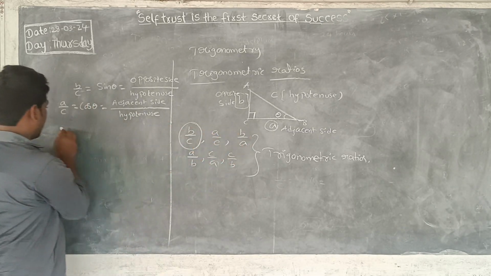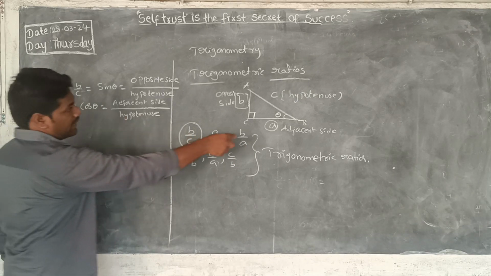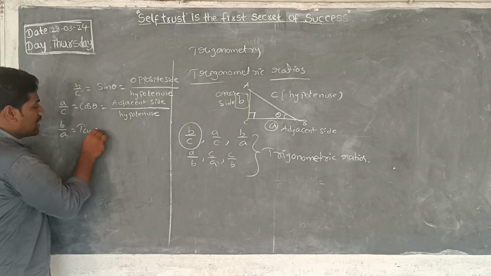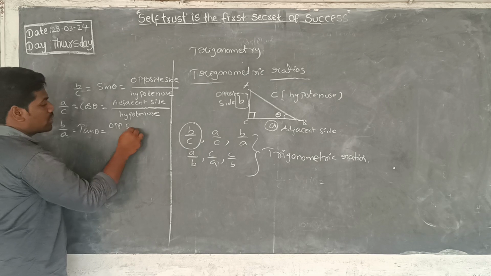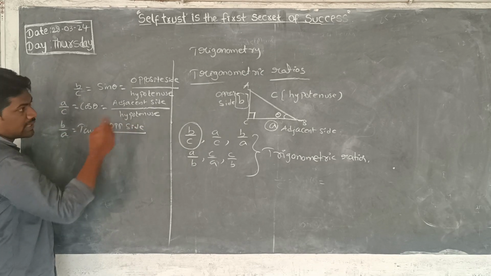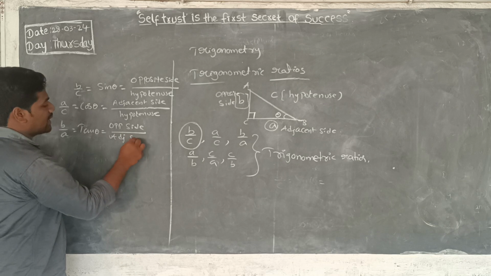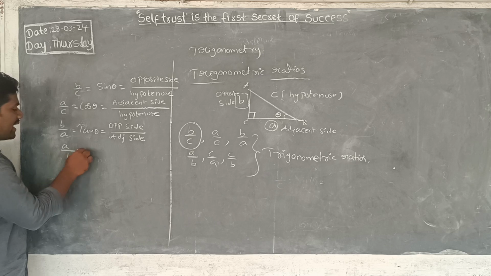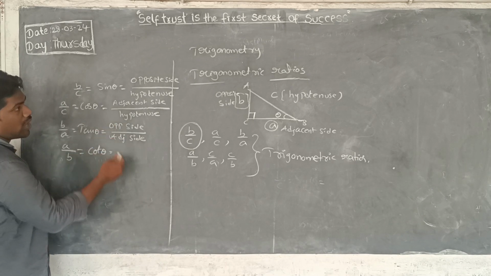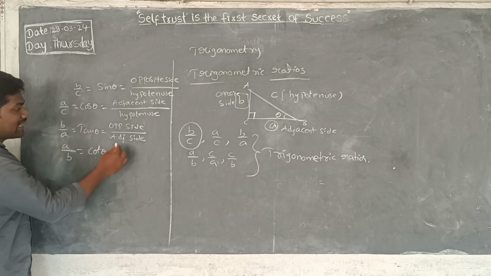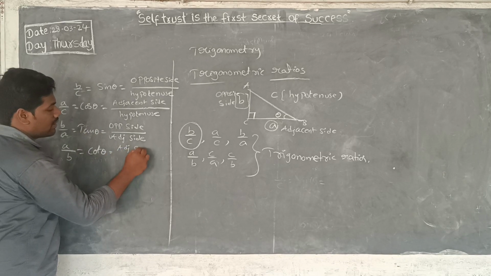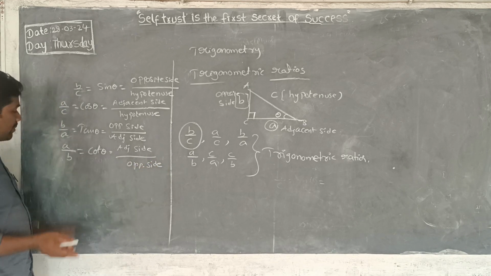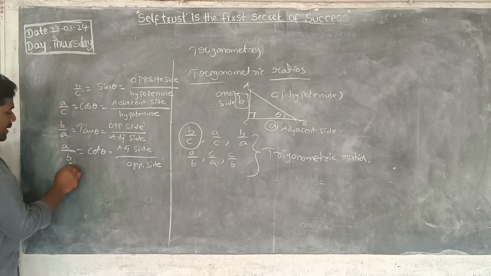Next is B by A. What is B? B is opposite side. Now this B by A is called tan theta. This tan theta is equal to opposite side by A, which is adjacent side. After that B by A, we can write A by B. A by B name is what? Cot theta. This cot theta is equal to the reciprocal of tan theta, adjacent side by opposite side.